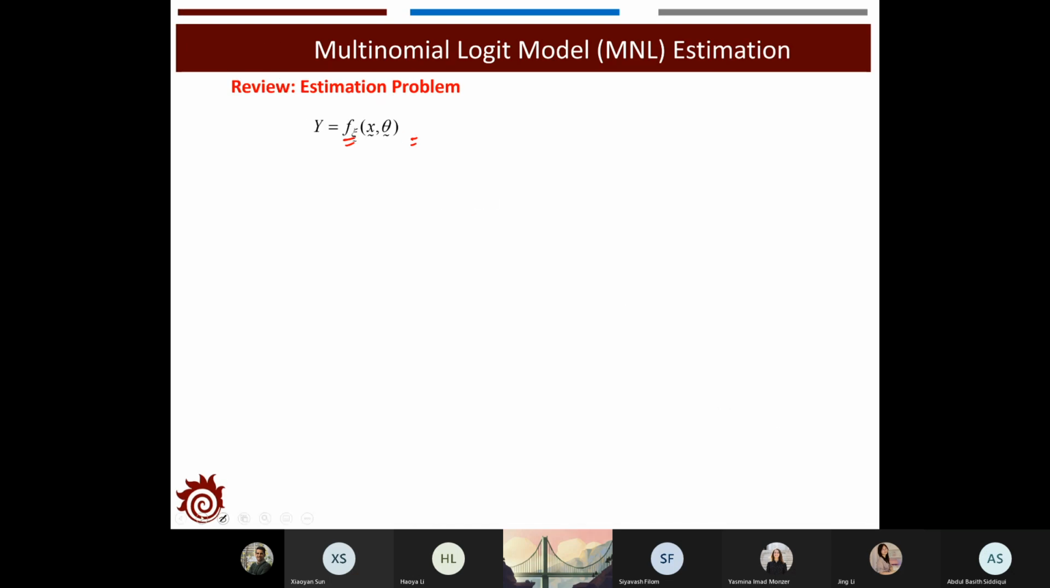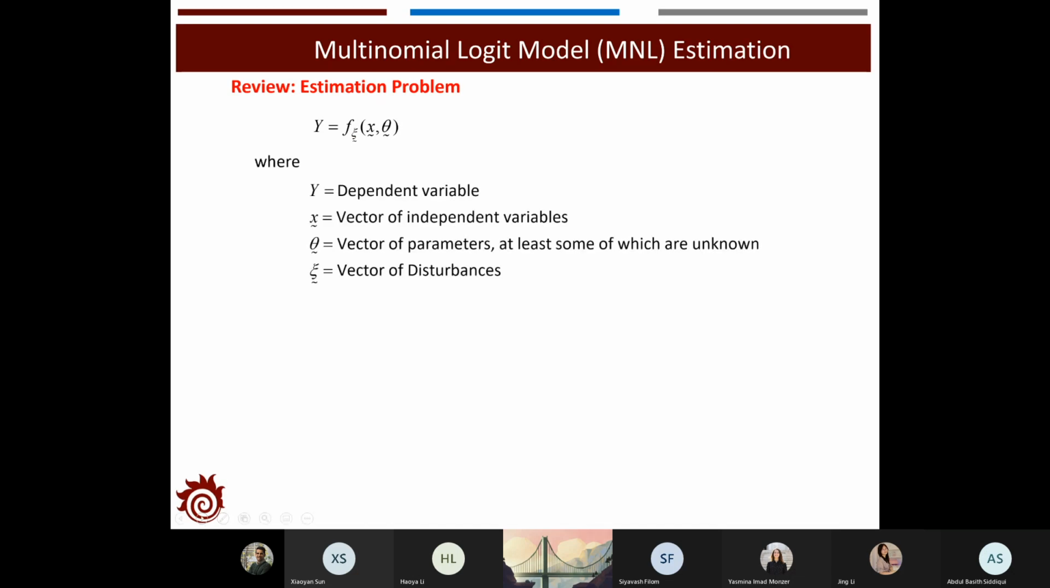In this problem, we can further write this in a simple format. y is the dependent variable. It's the outcome that we can observe. x is the independent variable that we can observe from the survey or from some data collection method. Theta is the parameter that we need to calibrate, and epsilon is the vector, the distribution of the random term.